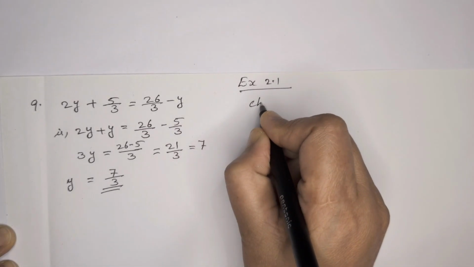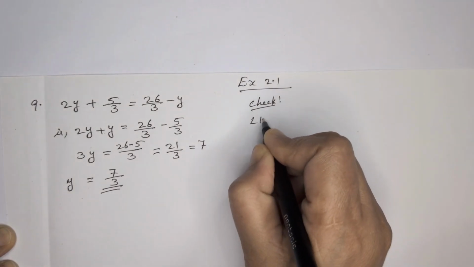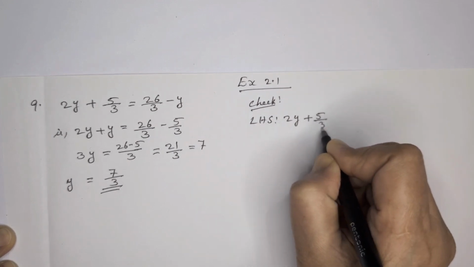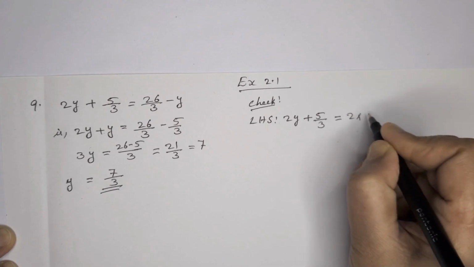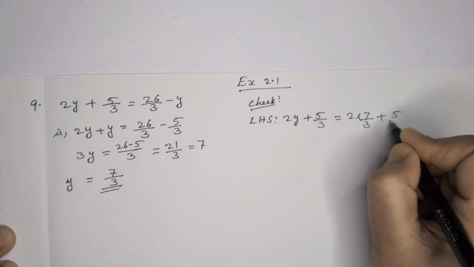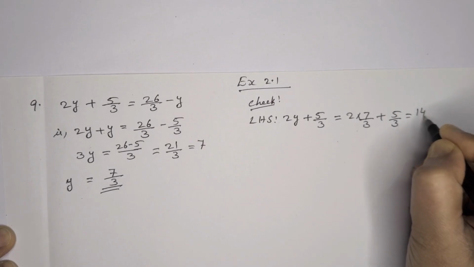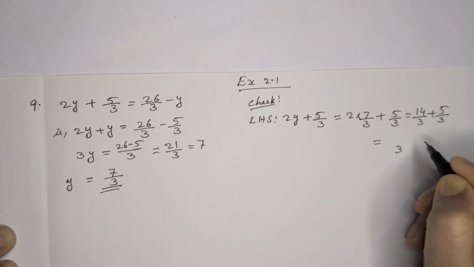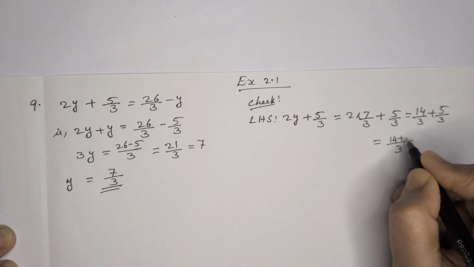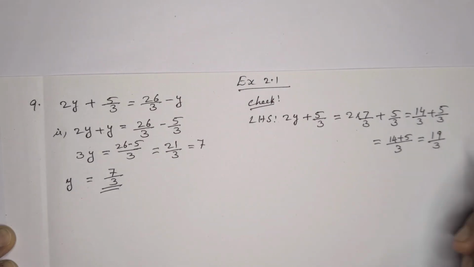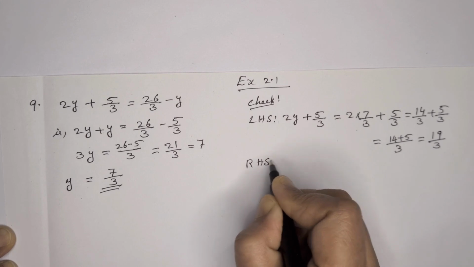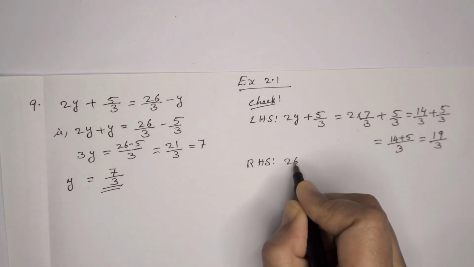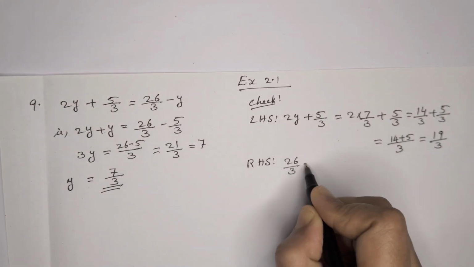So we have to check. LHS: 2y + 5/3 = 2 × 7/3 + 5/3, which is equal to 14/3 + 5/3. 3 is the same common denominator. So 14 plus 5, 19/3. Now RHS: 26/3 - y.